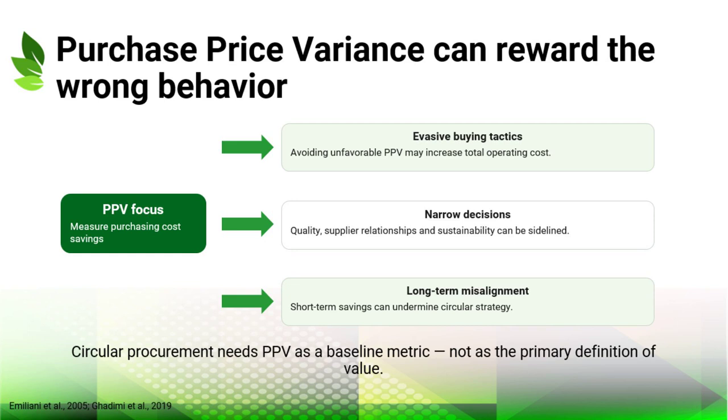More importantly, PPV does not naturally capture supplier relationships, material quality, recycled content, repairability, or environmental performance. A circular procurement team still needs cost discipline, but PPV should be treated as a baseline metric rather than the main definition of value. The broader question is whether purchasing decisions support long-term resilience and verified circular outcomes. That requires a wider view of value.